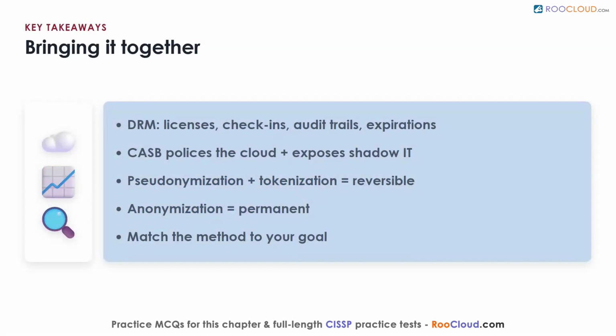So let's bring it together. Digital rights management protects copyrighted work through licenses, check-ins, audit trails, and expirations. A cloud access security broker polices every trip to the cloud and exposes shadow services.